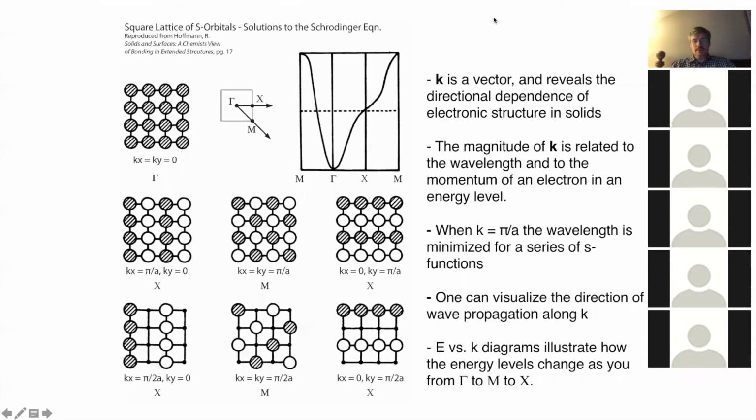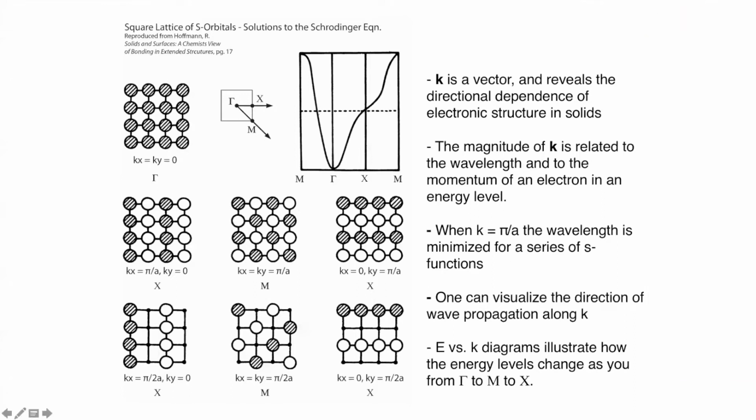Okay, let's begin by revisiting where we left off last time. Some of the important conclusions from last time: we talked about how kx and ky are two vectors that can be used to describe wave functions. There are example wave functions with different values of k in the x and y direction shown here. 0 and pi over a are the simple solutions. And you can see how each of those corresponds to a different region of that Brillouin zone there.